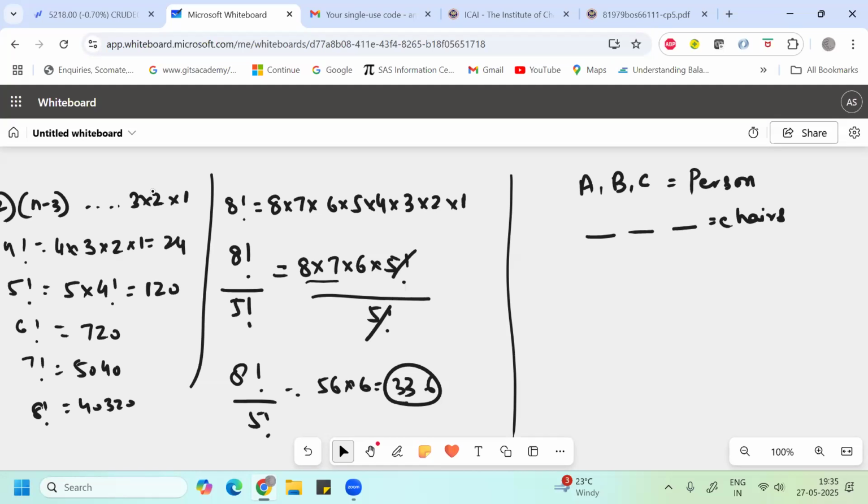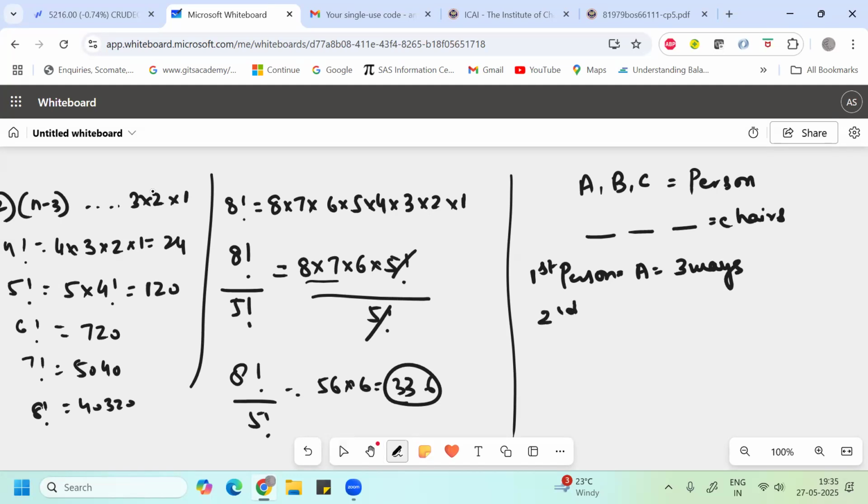Otherwise, just assume that we don't know about the concept of permutation combination. Let's do it concept-wise. So if three persons are there, three chairs are there. Whoever is the first person, let it be A. That first person can sit in how many ways? He can sit in three ways. Out of all the three chairs, he can sit in any of the three chairs.